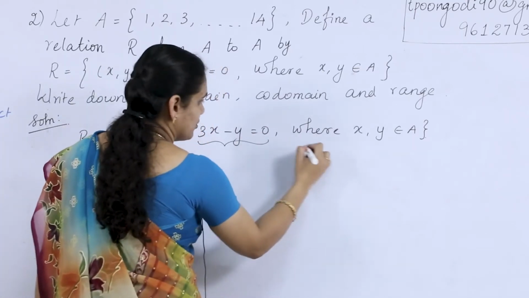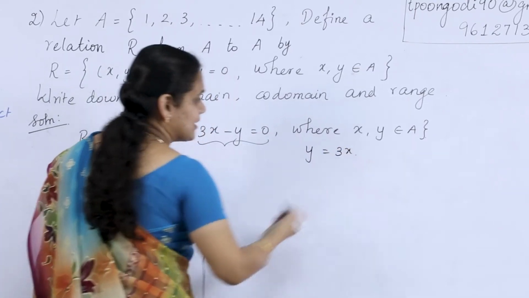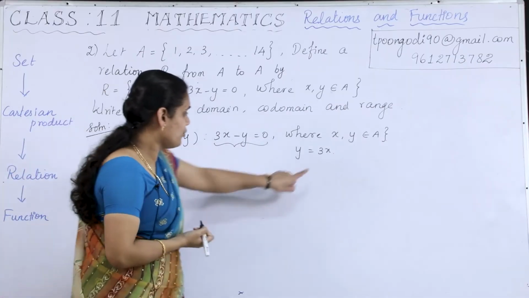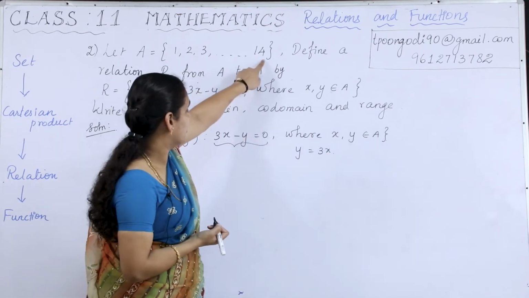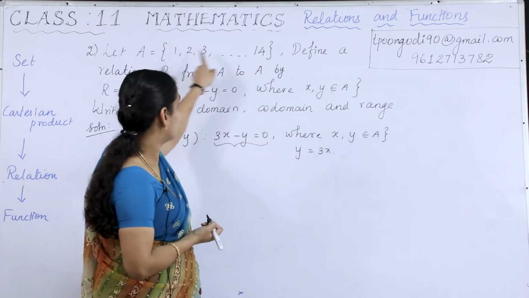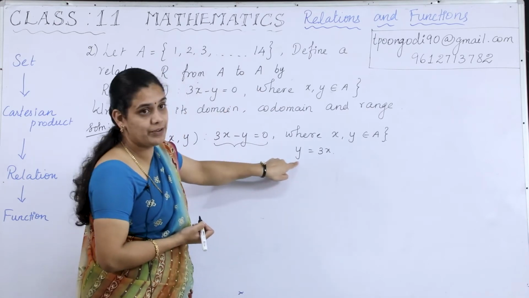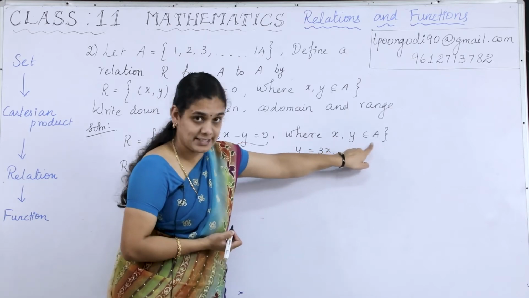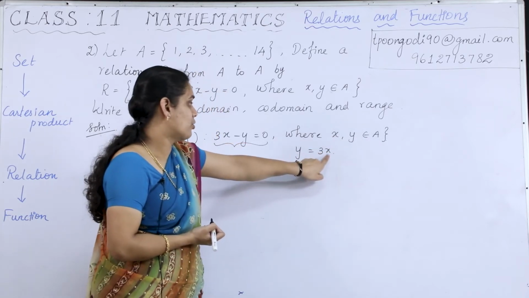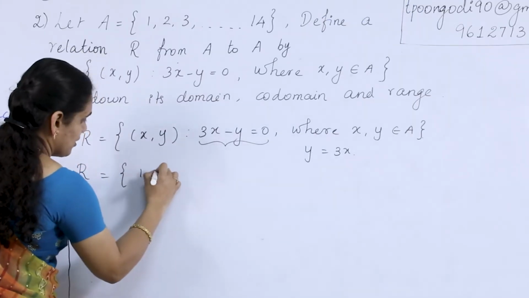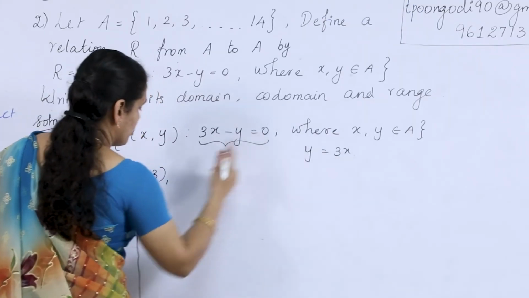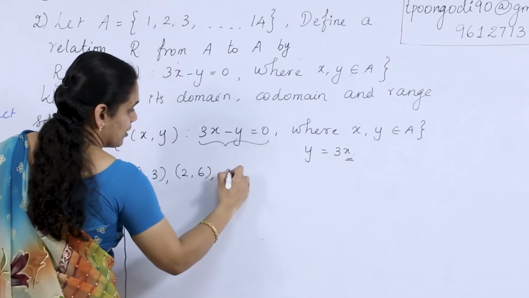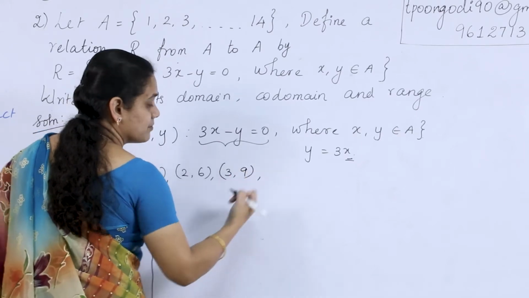Let me write this as y = 3x. It's easy to calculate, right? Then R: because A starts from 1 to 14, we give the values of x from 1 to 14. At the same time, y should also be within 1 to 14, because x, y belong to A. It should not exceed the set A. If you give x = 1, we get 3, so (1, 3). If you give 2, you get 6. If you give x = 3, then you will get y = 9.